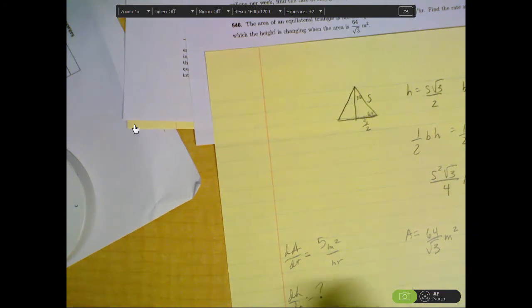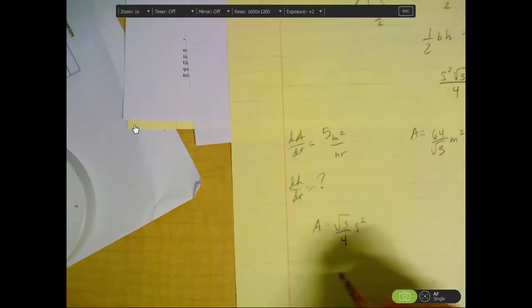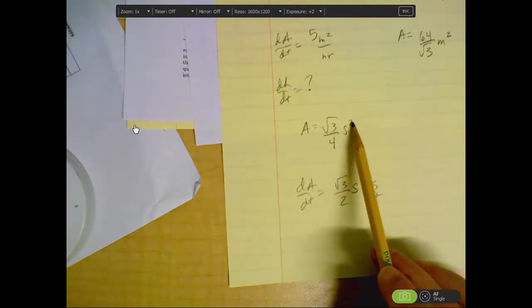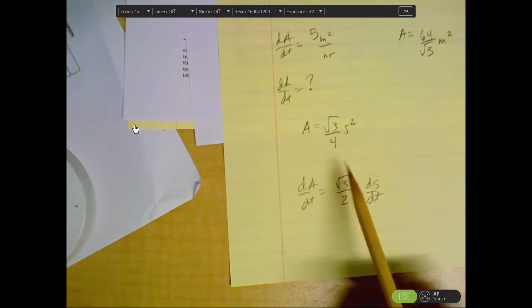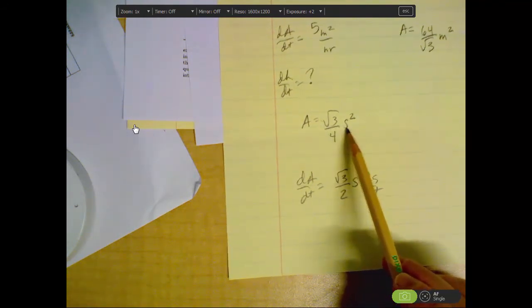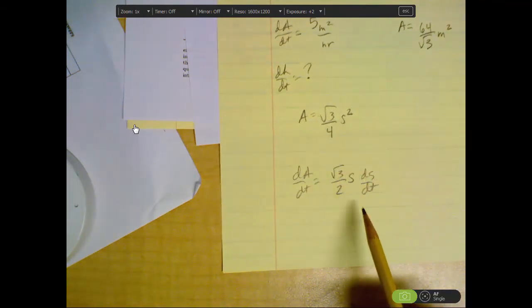So we know the area is root 3 over 4 S squared. So dA/dt is, I'm going to multiply 2 out here, it'll cancel with the 4, so I get root 3 over 2 S dS/dt. That's the derivative of this. The 2 goes in front, gets multiplied by the constant, which gives us root 3 over 2, subtract 1 from the exponent, multiply by the derivative of the side.